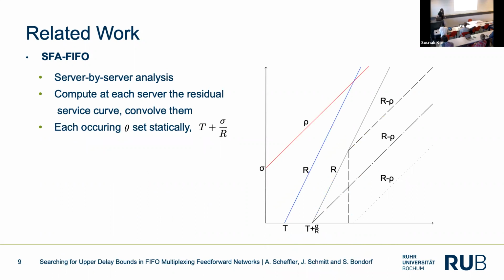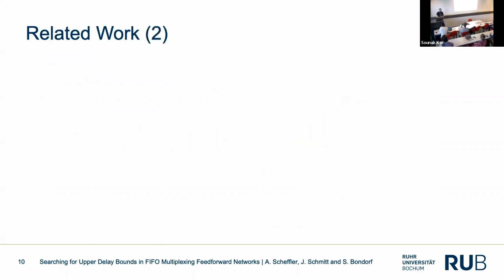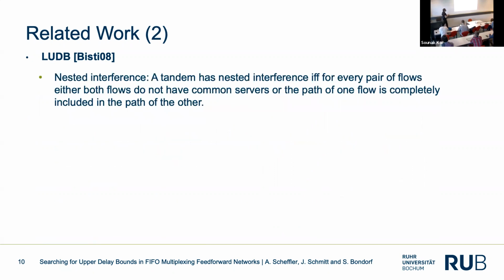Let me just skip this part. It's a repetition of the previous slide. It is quite simple because we can do this horizontal deviation on every server and we can easily find the theta parameter, but as it is server by server, we know we are lacking a convolution, which brings me to related work, the least upper delay bound by Bisti et al., and 2008 is one of the earliest papers on that.